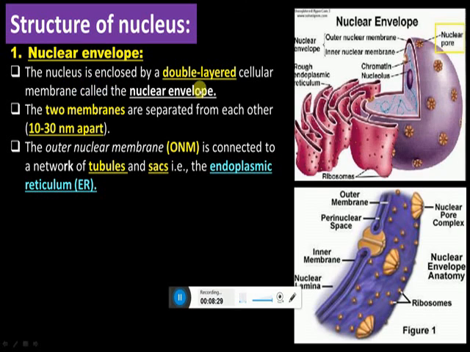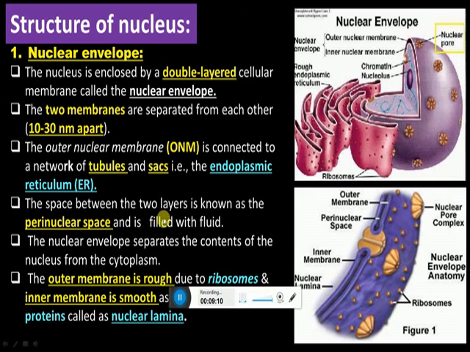The nucleus is enclosed by a double layered cellular membrane, meaning two membranes around the nucleus, and they are called the nuclear envelope. The two membranes are separated from each other by a space of 10 to 30 nanometer. The outer membrane, ONM, is connected to the network of tubules and sacs called the endoplasmic reticulum. The outer membrane also shows ribosomes attached to it. So the outer membrane is rough, while the inner membrane is connected with the fibrous protein, so it is smooth.